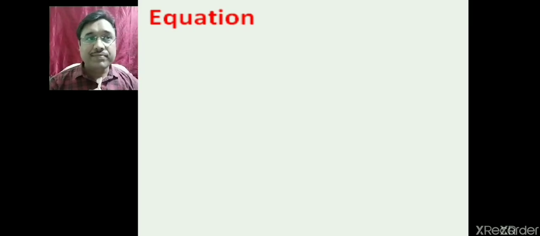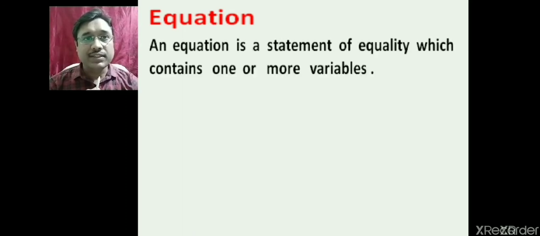Here we have the first term, equation. What we are understanding from this term is that an equation is a statement of equality which contains one or more variables. It can contain one variable or more than one variable, but it is a statement of equality. That means an equal sign is mentioned in that equation.